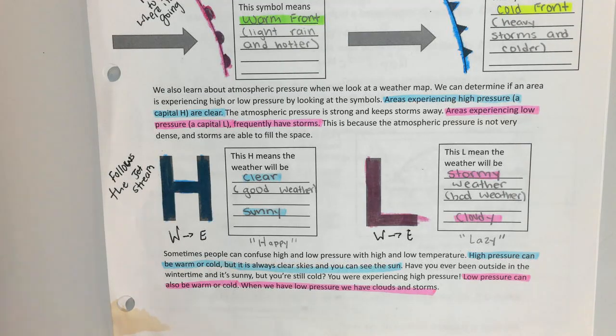We also learn about atmospheric pressure when we look at a weather map. We can determine if an area is experiencing high or low pressure by looking at the symbols. Areas experiencing high pressure, a capital H, are clear. The atmospheric pressure is strong and keeps storms away. Areas experiencing low pressure, a capital L, frequently have storms. This is because the atmospheric pressure is not very dense and storms are able to fill the space.